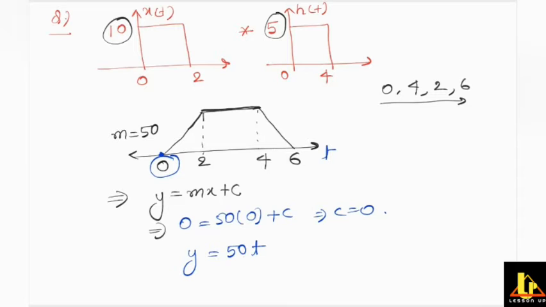Now what is the value of y at t is equal to 2? So at this point value of y will be 50 into 2, which is 100. So the magnitude of this will be 100.